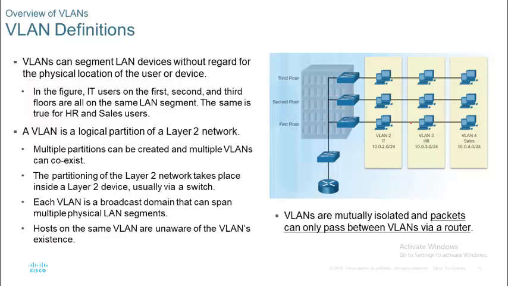Now, if in case IT wants to talk to HR, the traffic goes to switch, goes to the router. When it comes, it will come as VLAN 2. Router will route the packet and put it into layer 3, VLAN 3, and traffic comes and delivers here.